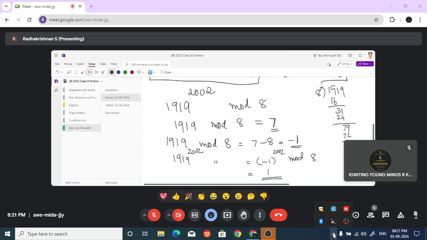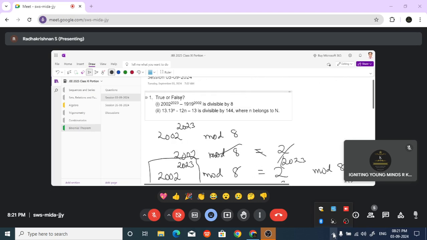So the first term is divisible by 8 and the second term is giving a remainder of 1. So will this difference be divisible by 8? For this subtraction to be divisible by 8, if one is divisible by 8, the other also has to be divisible by 8. Since 1 is not divisible by 8, that subtraction will definitely not be divisible by 8. So the first part is false.